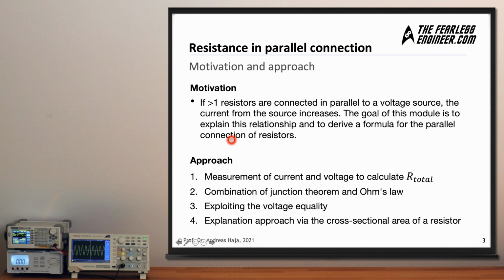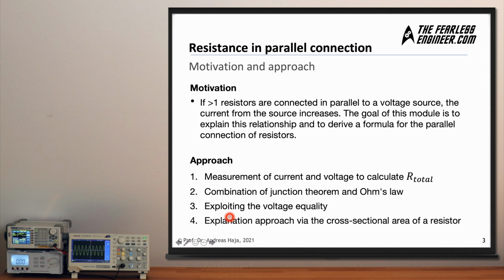In order to get there, we have a four-step approach. In the first step, we're going to conduct a measurement of current and voltage to compute the total resistance using Ohm's law in a simulated circuit. In the second step, we're going to combine the junction theorem by Kirchhoff and Ohm's law. In the third step, we're going to exploit the voltage equality between components which are connected in parallel and which share two electric potentials, one before and one after the components.